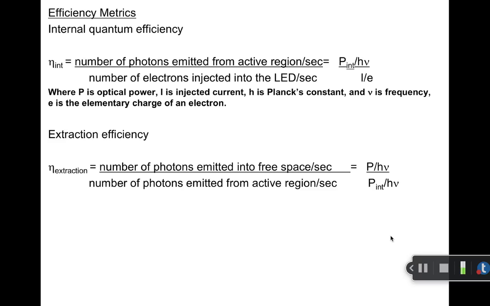And so that is basically the number of photons emitted into free space. So this is where I have the opportunity to actually see that photon, or for it to light up the room. So it's the number of photons emitted into free space divided by the number of photons that are emitted from the active region per second. And the number of photons emitted from the active region per second, again, is based upon what's created from the recombination. And then we're saying, of those photons that are created, how many of them actually make it out into free space.